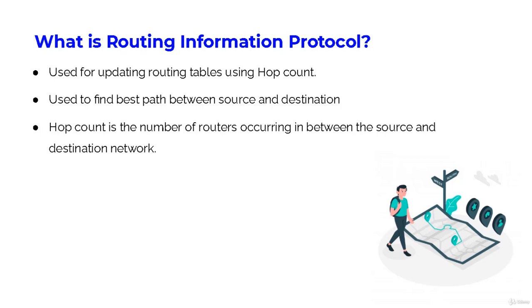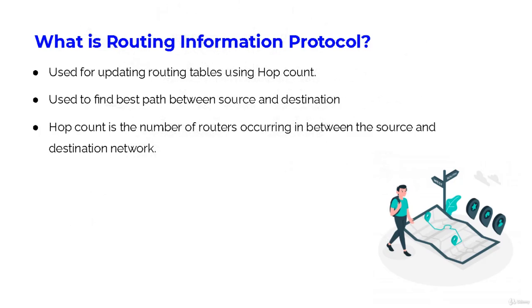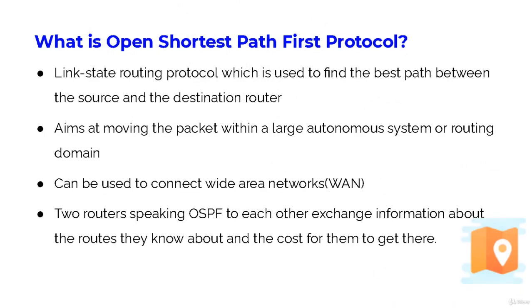So you might have guessed the disadvantage. Right, if one table entry is wrong, it will affect all the routers in that network. And that is why we prefer OSPF protocol, that is Open Shortest Path First protocol.